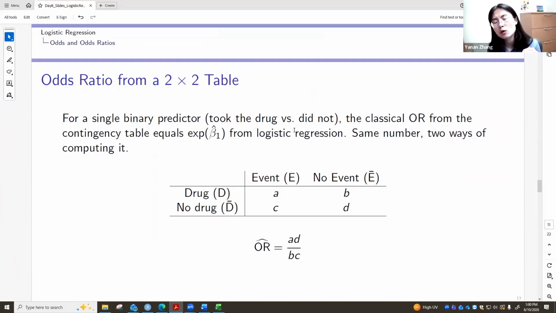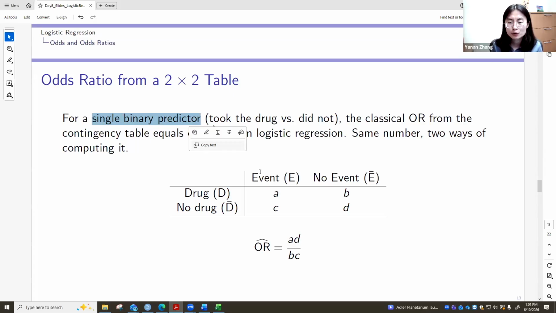This only works if we have a binary predictor. So we know the outcome is binary, right? With the disease, without disease, survive or died. This is a binary outcome. But if we have a binary predictor, for example, use the drug, not use the drug, smoker, non-smoker, in this case, we can summarize our data in a so-called 2x2 table.